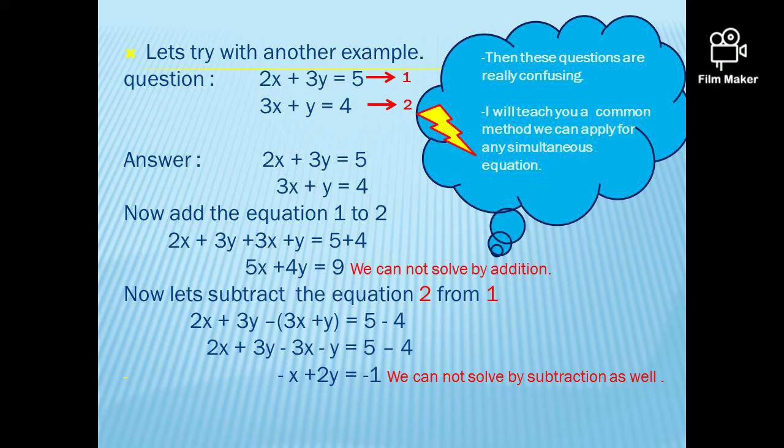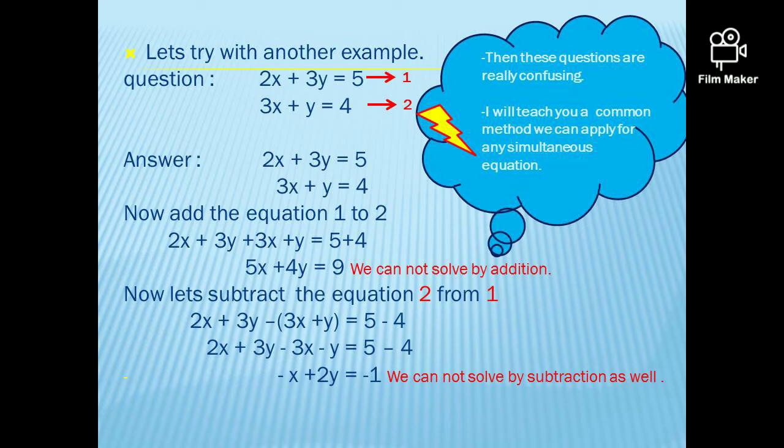Then I will subtract equation number 2 from equation number 1 and see. That is 2x plus 3y minus (3x plus y) equals 5 minus 4. There you get 2x plus 3y minus 3x minus y equals 5 minus 4. Again you get a two variable equation, minus x plus 2y equals 1. Therefore by adding or subtracting you cannot obtain this answer.